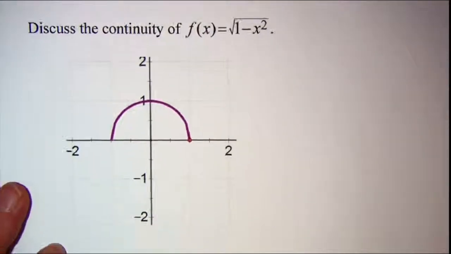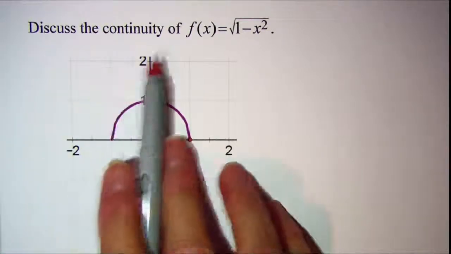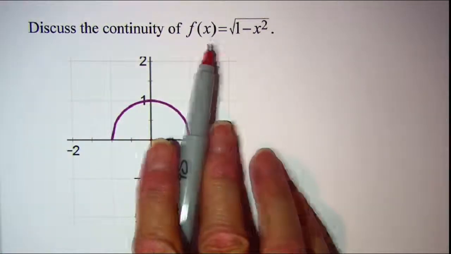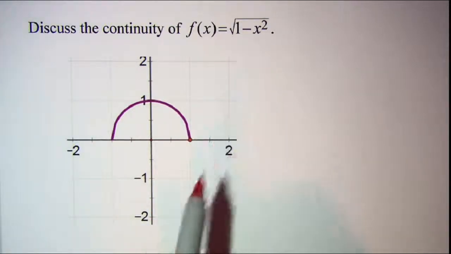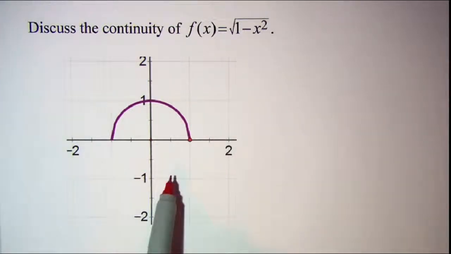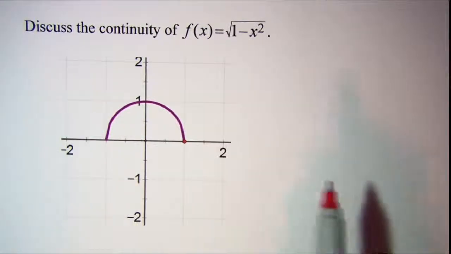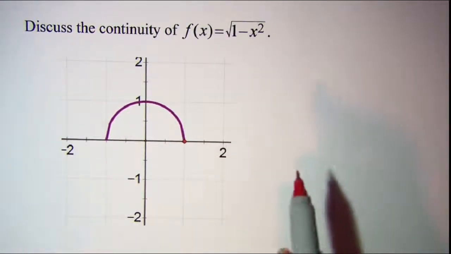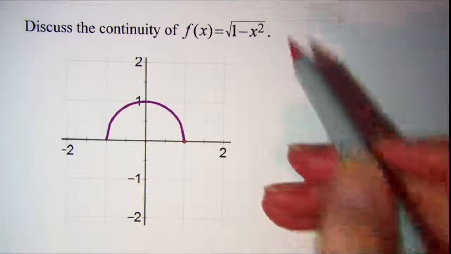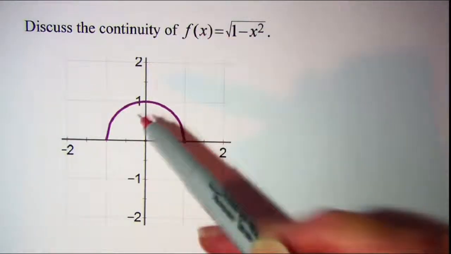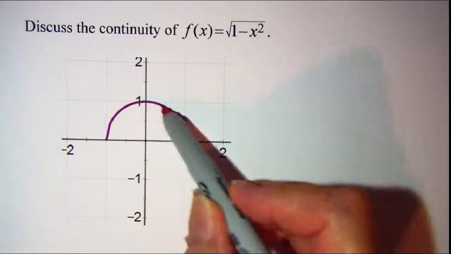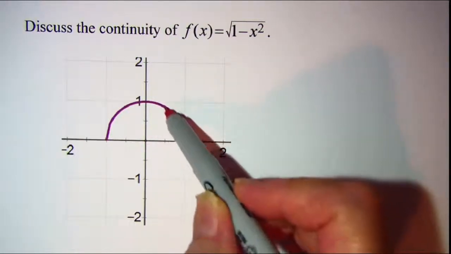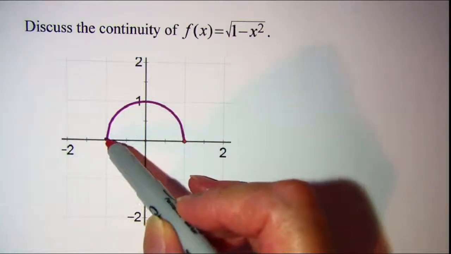As an example, we're asked to discuss the continuity of f of x equals the square root of 1 minus x squared. Here we have a graph of that function. Our first thing to look at is, is it continuous on the open interval? And we can see that we have no holes or jumps or gaps.